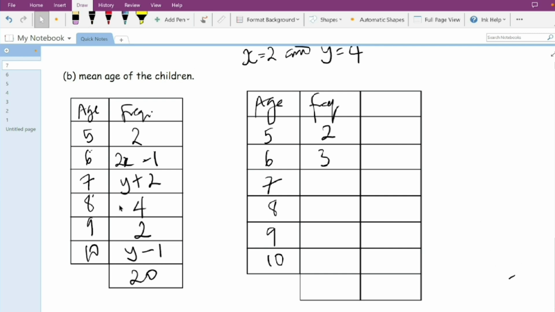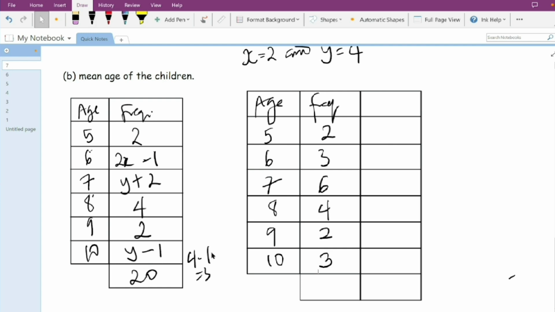The next one is for 7, that's y plus 2. You know the value of y is 4, so we change this to 4. Then we have 4 plus 2, so you can say 6. The next one is age 8, we have 4 people, and age 9 we have 2 people, and age 10 we have y minus 1, and we know the value of our y is 4, that's 4 minus 1. 4 minus 1 is 3, so we have 3 here.